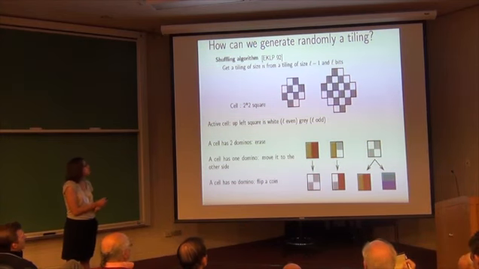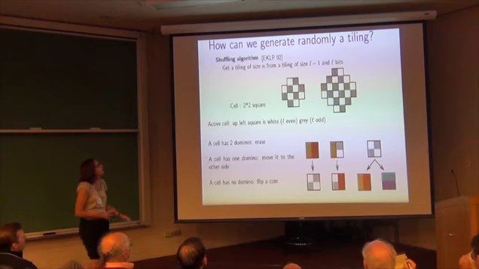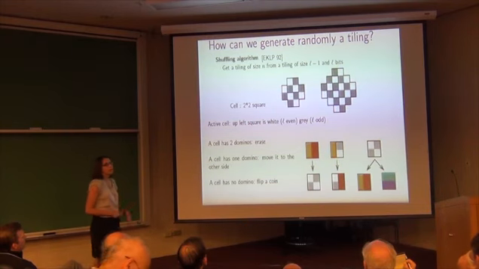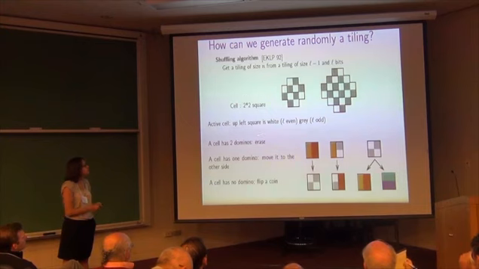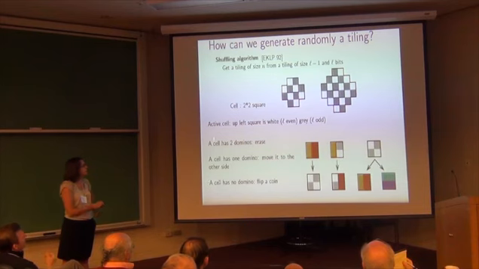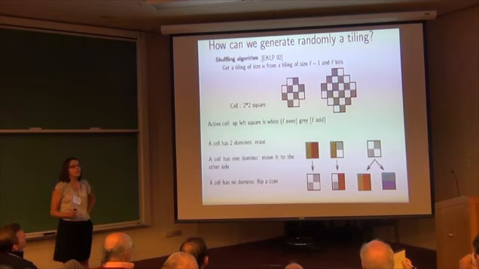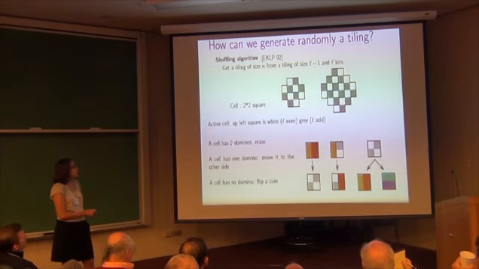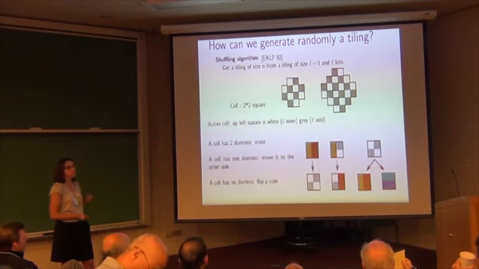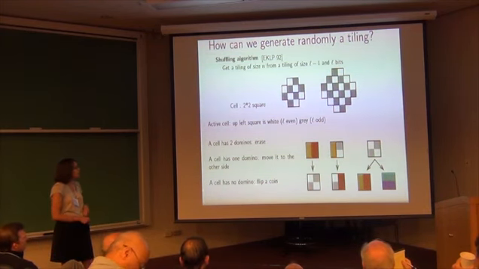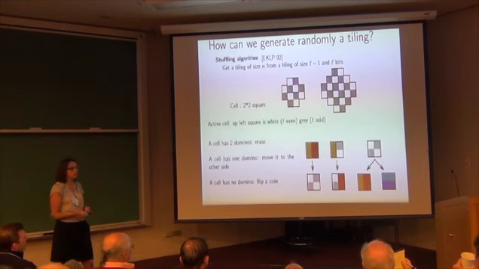So if I want to get a tiling of size L from the tiling of size L minus 1, there's a notion of active cell. A cell is active if the upper left square is white if L is even, and gray if L is odd. And here is the algorithm. We look at the active cells. If a cell has 2 dominoes, we erase them. If a cell has 1 domino, we move it to the other side. And if a cell has no domino, we flip a coin.